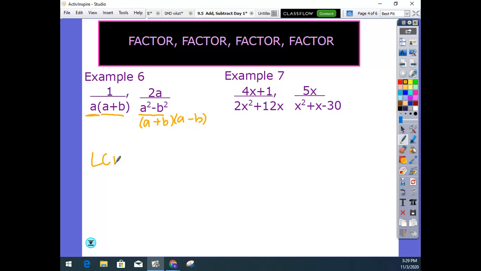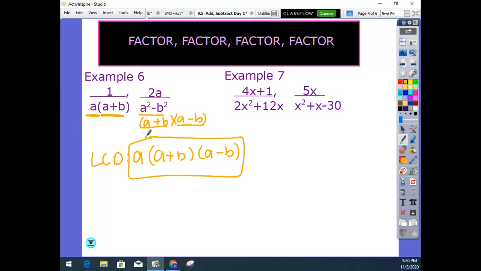In my least common denominator, I need each factor represented. I need this a, I need this a plus b. Now, when you jump to the next fraction, compare. Are we missing anything? We already have the a plus b. We still need an a minus b. This is my least common denominator because if I multiply each of these by one thing, I get my common denominator.